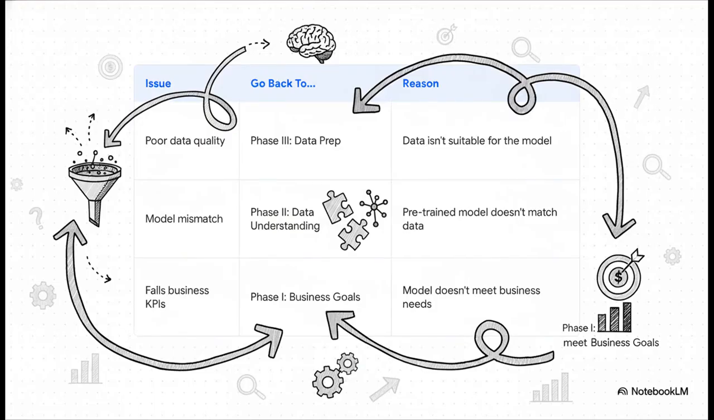This iterative loop is so key. A problem you find right now often points to an issue in a much earlier phase. So for example, if the model's quality is just poor, the root cause probably isn't the model itself. It's likely your data prep back in phase 3. If the model is failing to meet your business KPIs, you might have to go all the way back to phase 1 and ask if you're even solving the right problem to begin with.